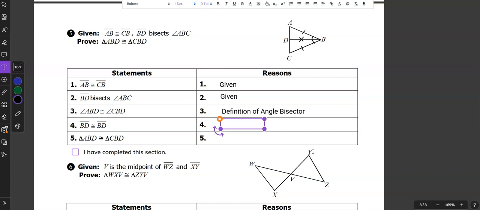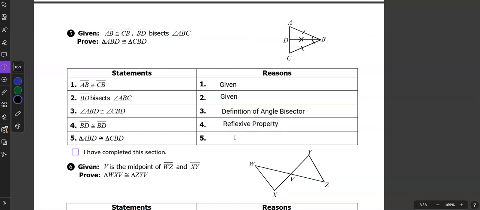And then again, BD is congruent to BD. Anytime anything is congruent or equal to itself, we will say that that is the reflexive property. And again, now we have side, angle, side. Those are going to be our congruent statement there. These are congruent by side, angle, side. Mark this section complete, please, and we will move on to the next one.